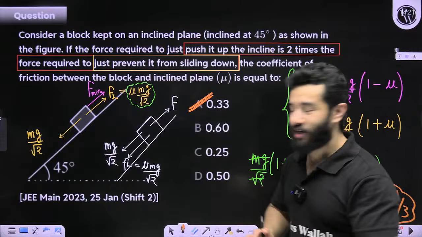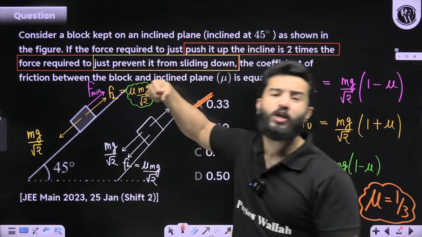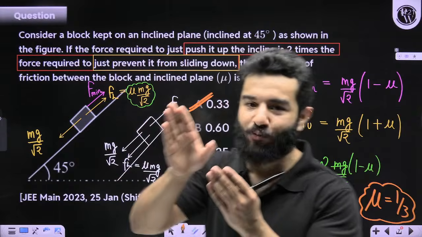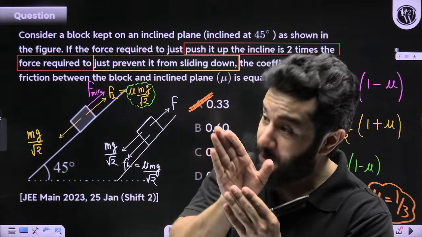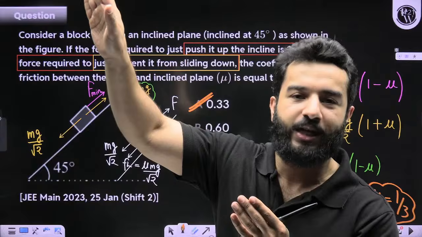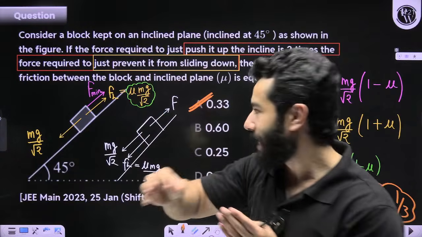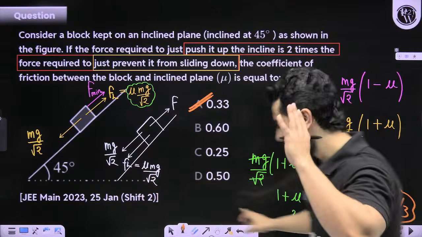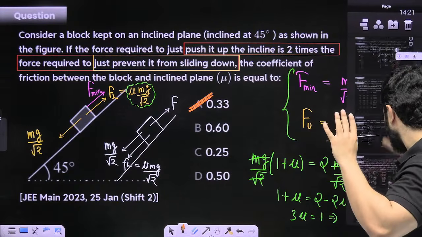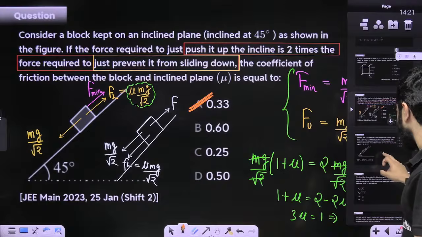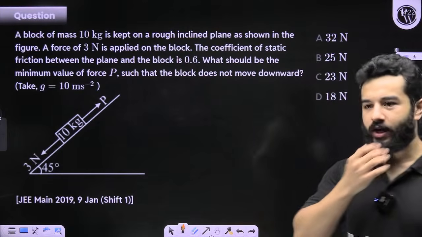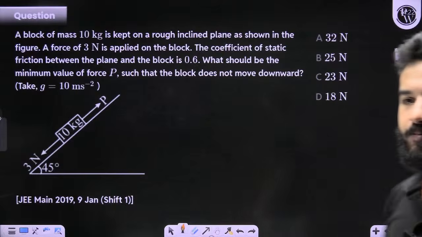In the second equation, they are saying that we want to pull it upwards. If you want to pull it upwards, that means the relative motion is such that the block is moving upwards on the inclined plane, which means that the friction force will act downwards. Clear? Done? Be quick. Let me know in the chat box. Moving on to the next one, my dear friends.